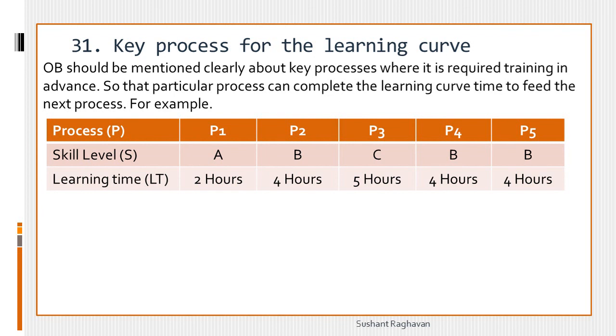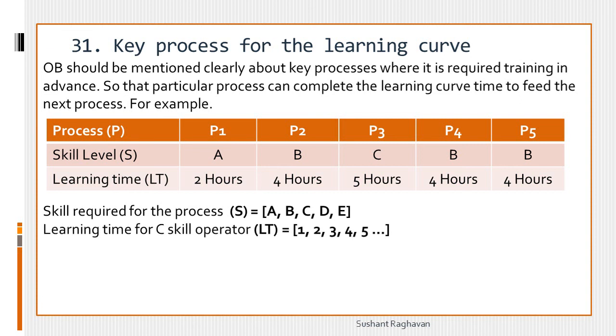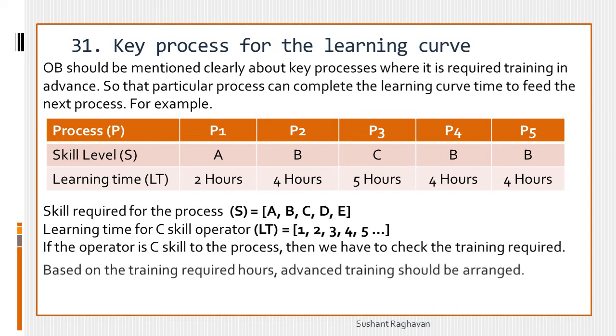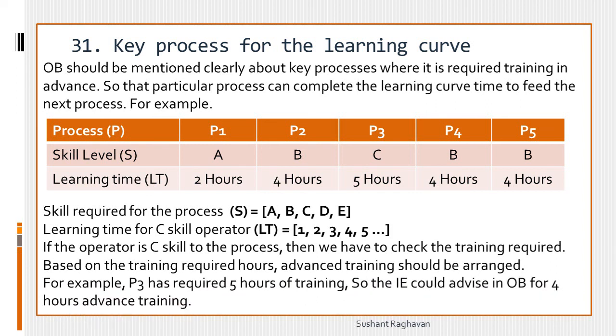Skill levels A, B, C. Learning time 2 hours, 4 hours, 5 hours. Skill required for the process S equal to A, B, C, D, E. Learning time for C skill operator LT equal to 1, 2, 3, 4, 5 hours. If the operator is C skill for the process, then we have to check the training required. Based on the training required hours, advanced training should be arranged. For example, P3 requires 5 hours of training, so the IE could advise in OB for 4 hours advanced training.